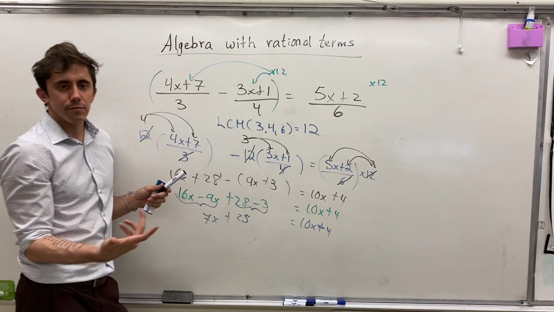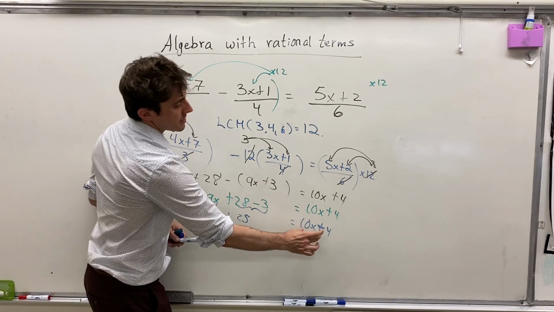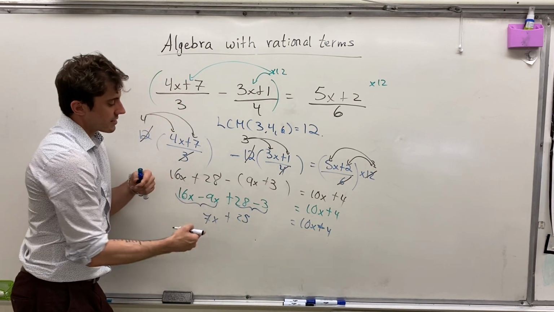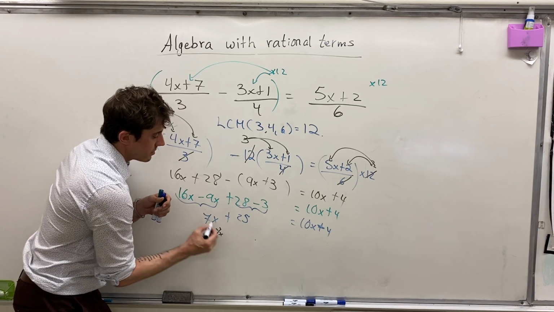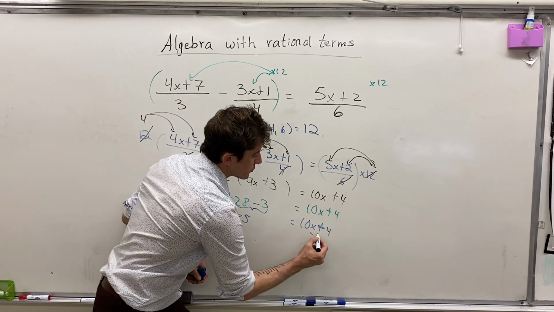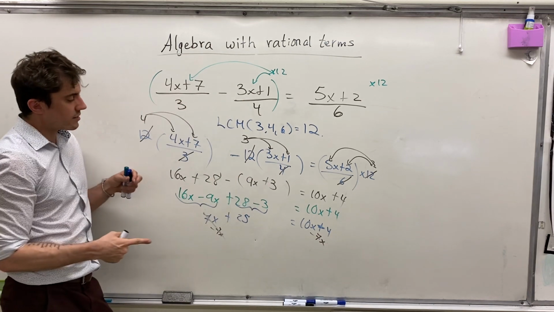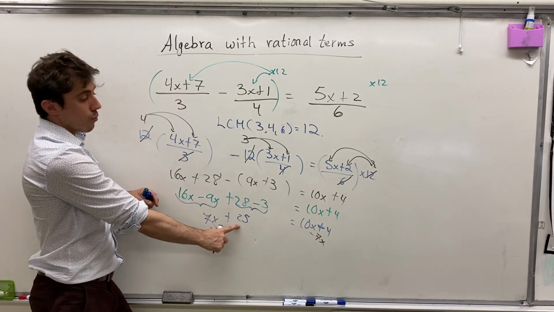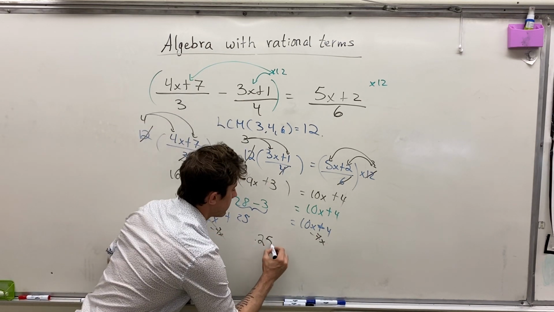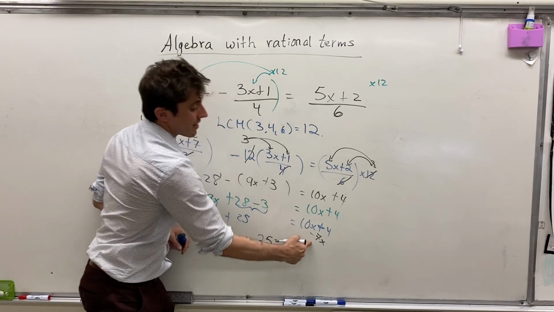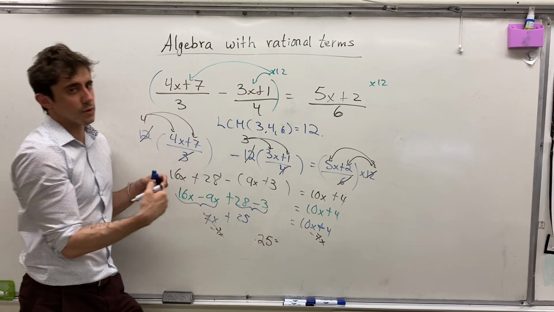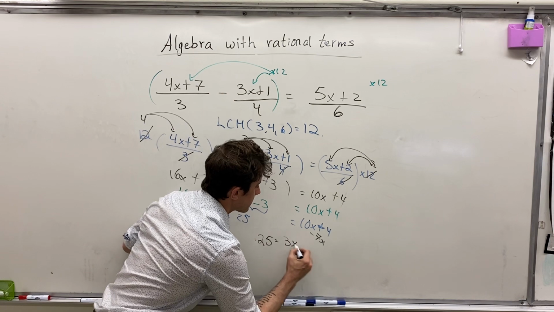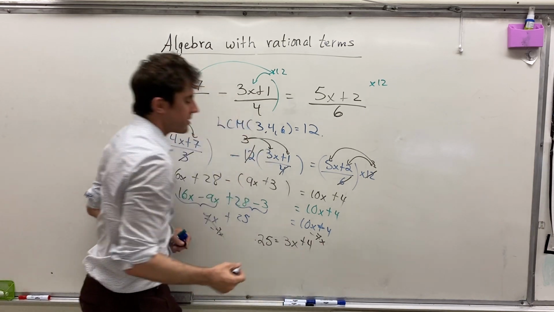I like to have positive coefficients, and so since the 10x is greater than 7x, let's subtract 7x on this side to get rid of 7x, and subtract 7x on this side. I'll do the same thing on both sides. So now the left side has only the 25 equals 10x minus 7x leaves us with 3x, and there's still the plus 4 at the end.